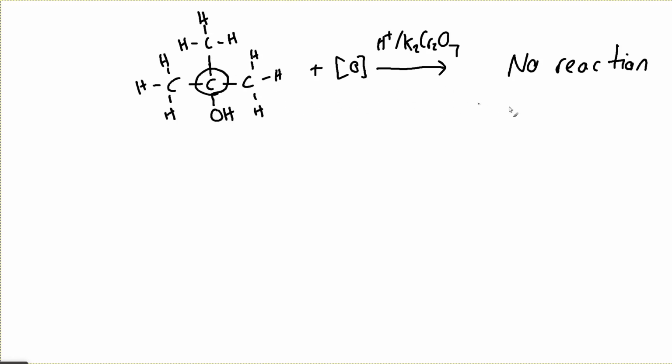A tertiary alcohol cannot be oxidized, whereas a primary alcohol could be oxidized to an aldehyde and then onwards to a carboxylic acid. A secondary alcohol could be oxidized to a ketone, but a tertiary alcohol cannot be oxidized at all.